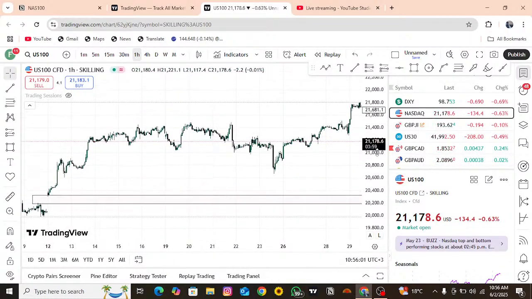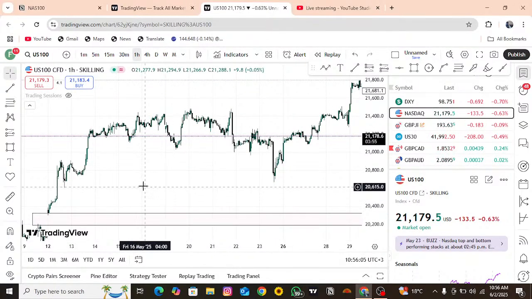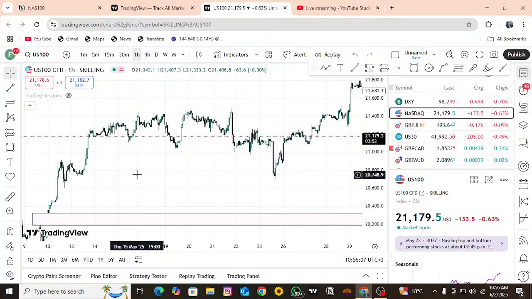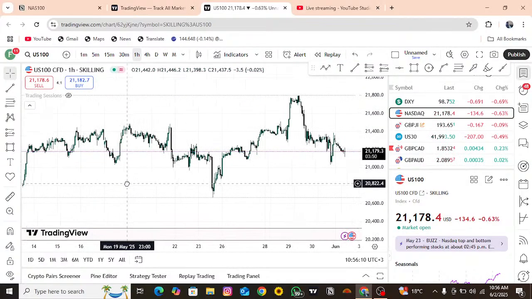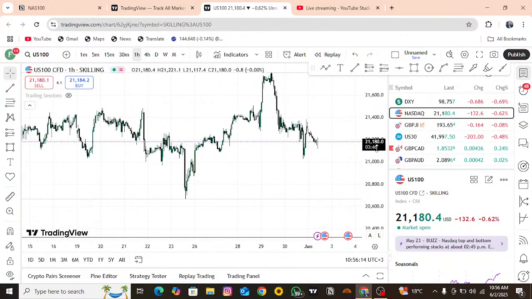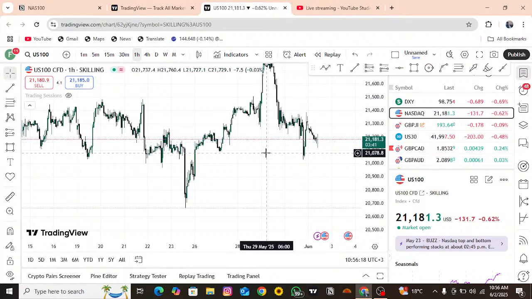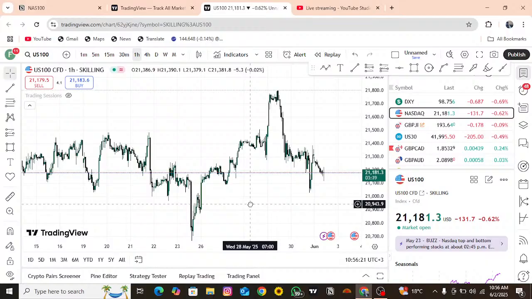I feel like here we just have a series of consolidations. As you see, just a series of consolidations. And I don't trade markets like this. Markets like this one are expensive to trade.